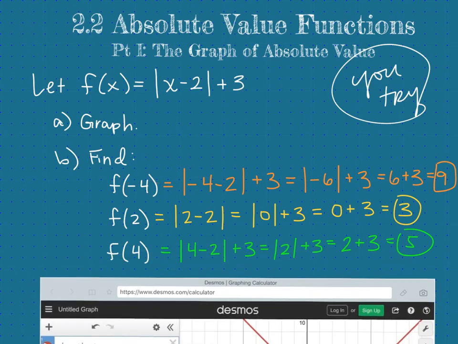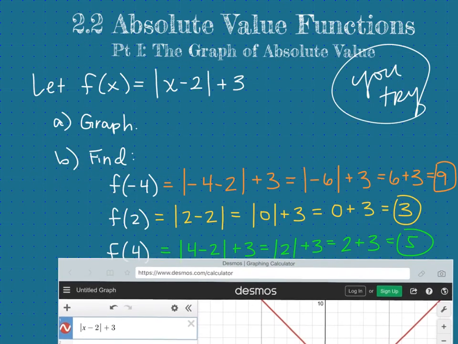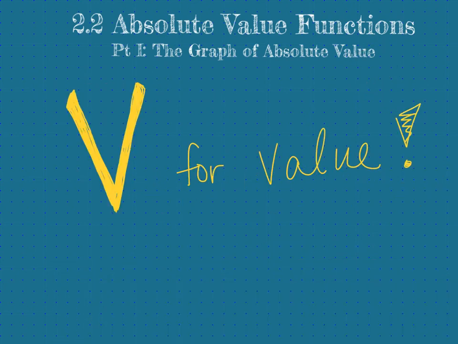When we plugged in -4, we got an output of 9. f of 2 was 3, and f of 4 is 5. So let's just do a quick check. Let's just make sure the coordinate point 4, 5 is on our graph, just to double check that that's right. So when we plugged in 4, did we get an output of 5? Yes, we did. Great. When we plugged in -4, did we get an output of 9? Yes, that's what those values mean. When we plug in an x, our output is our corresponding y coordinate. And in the end, we say v for value because an absolute value function makes the shape of a v. So remember, v for value.